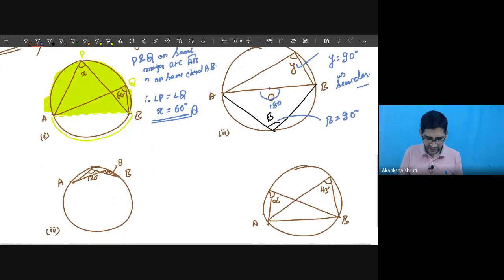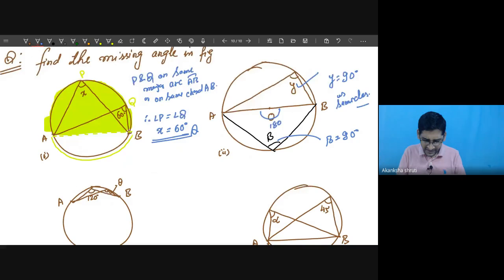Now coming to figure 3, what will be the angle theta? Student, the same thing you have to apply whatever we have learned. 120 degree. Yes. So here again we are observing that these two are on the same arc. Getting? So therefore, same arc, which kind of arc is this? It is our minor arc. Therefore, we can write theta is the same as 120. Getting?